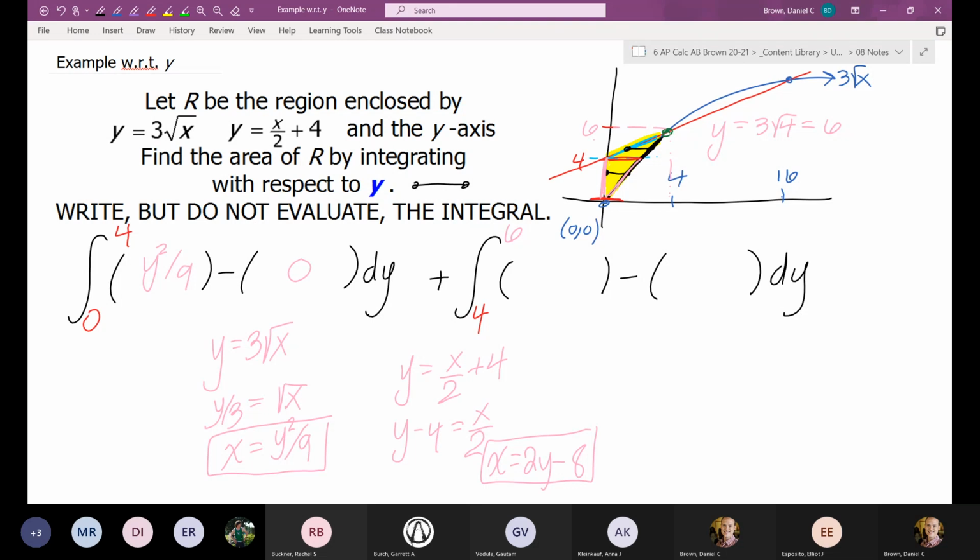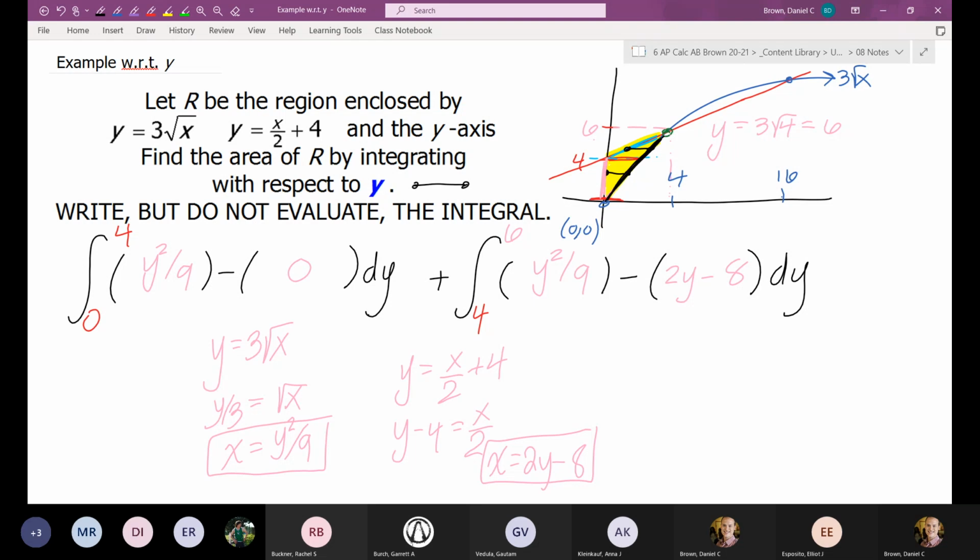Plus this next region. It started at 4, ended at 6. The right function is again that radical function. So that was y squared over 9 minus the left function, that straight line. What was the straight line in terms of y? 2y minus 8. It told us just to set up the problem, so we would leave our answer like that.